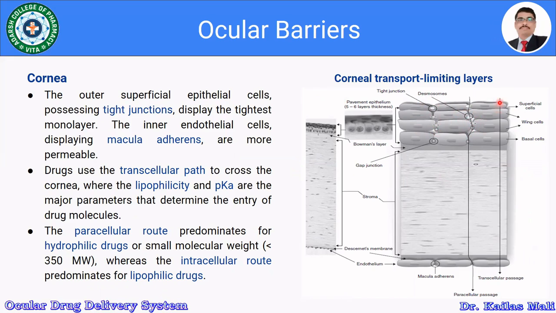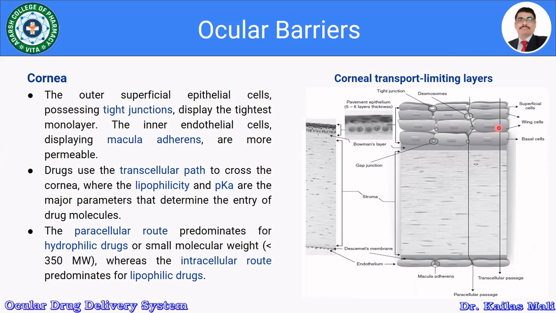Drug uses the transcellular pathway to cross the cornea, where lipophilicity and the pKa are the major parameters that determine the entry of drug molecule into the cornea. The paracellular route predominates for hydrophilic drugs or small molecular weight drugs, having a molecular weight less than 350 Dalton, whereas the transcellular route predominates for lipophilic drugs.